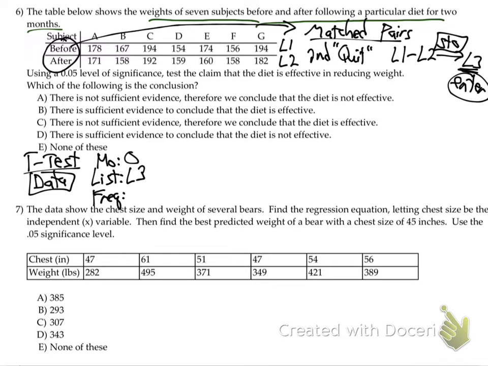The differences, the before minus after differences, if you subtract this and get 6, subtract this and get whatever that is, 9, etc. Those are the differences. That's what's in L3 now, all the differences: what they weighed before minus what they weighed after. Frequency is always 1. So put that in and then choose, I didn't write out the H0 and the H1, did I? All right, so we need to do that.